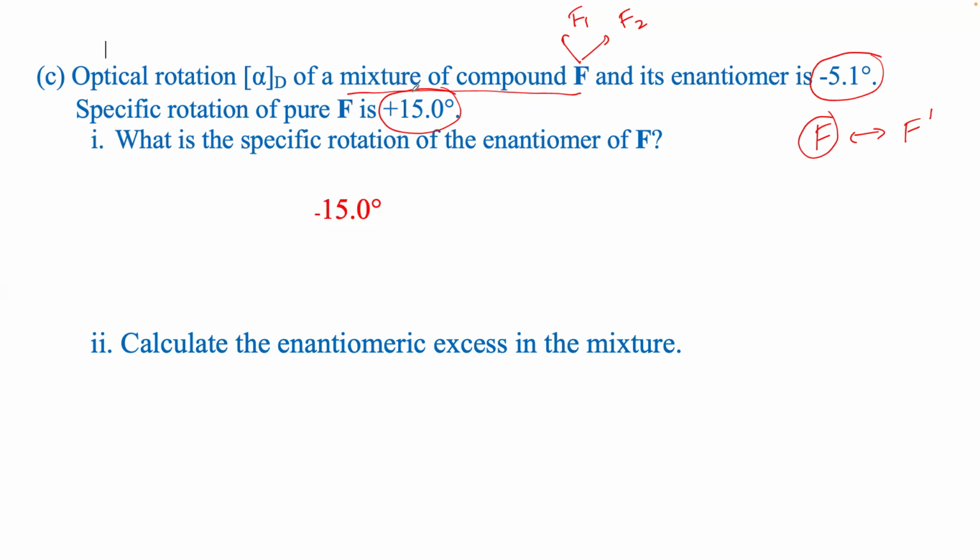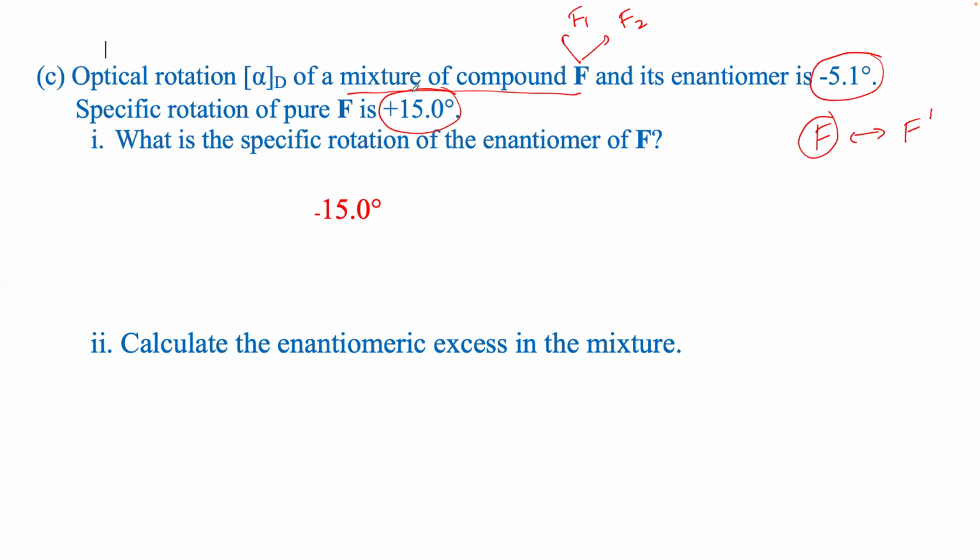It's very easy. You only have to know the basics. If you know the fundamentals, what the specific rotation is, what these molecules do to plane polarized light, and the relationship between the enantiomers, because they always do the opposite. They have the opposite relationship, right? So it's very straightforward. It's minus 15 because the enantiomer should be rotating the light in the other direction.